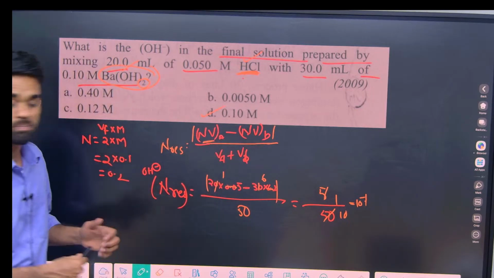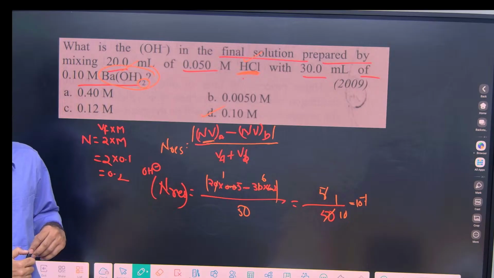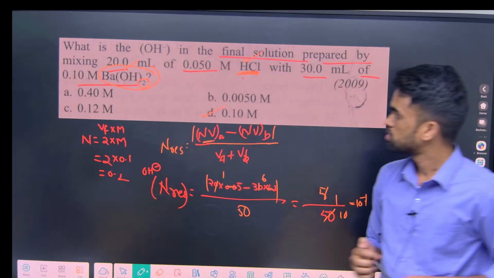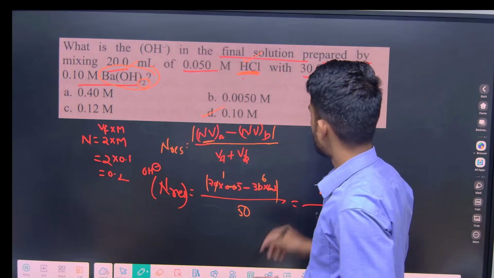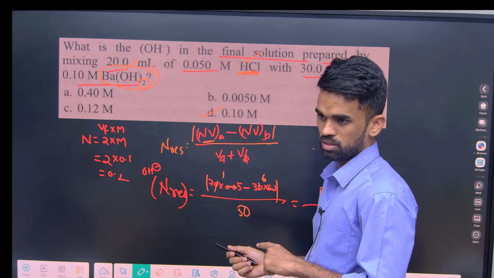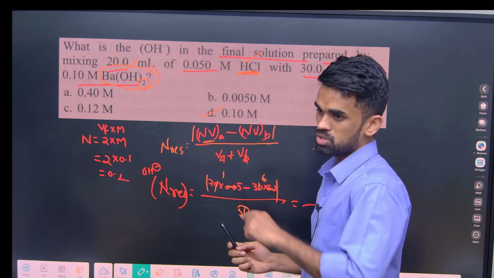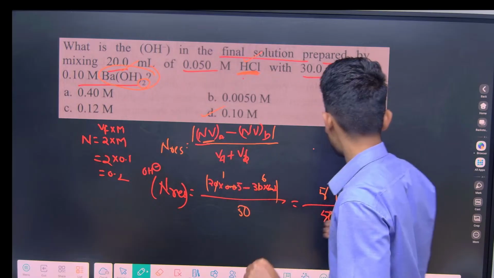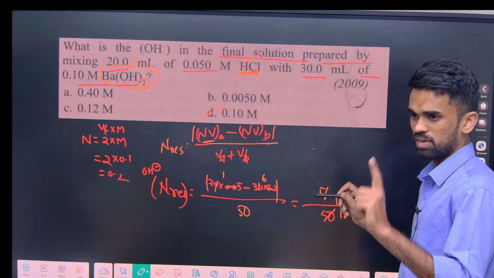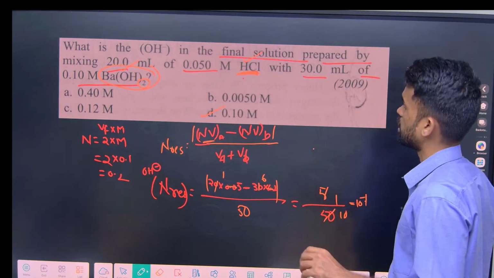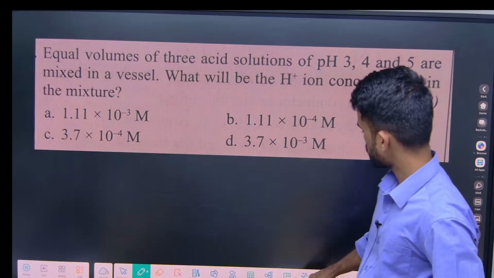If they ask for the pH of the same question, minus log of 10 power minus 1, that is pOH you are going to get. From that you can say pH is equal to 14 minus 1. See, 10 power minus 1 means pOH will be 1, pH will be 14 minus 1, 13. Like that. Next, this one you tell me.